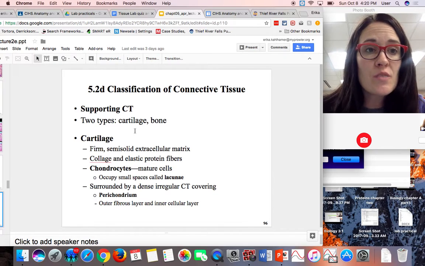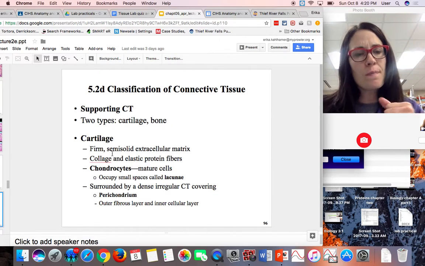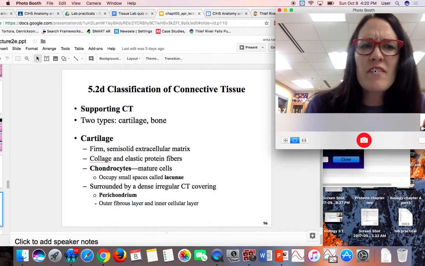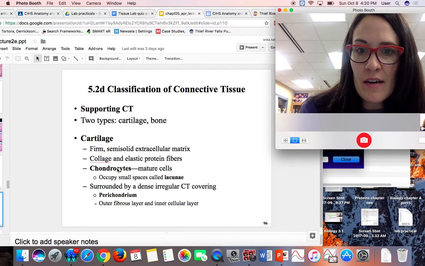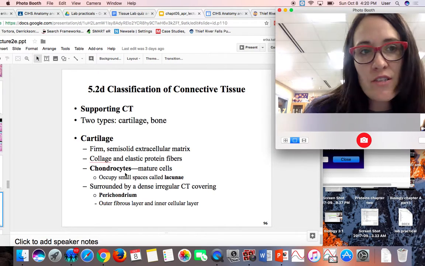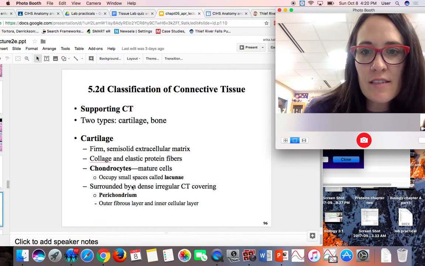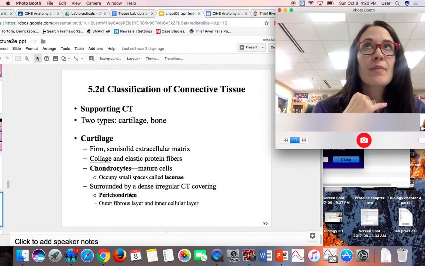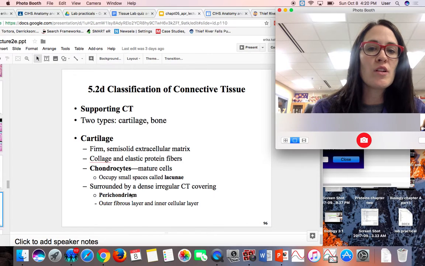Okay, so next, supporting connective tissue. We have cartilage and then we have bone. Cartilage is firm. The matrix is semi-solid. I like to think of that as like a jello. The collagen and elastic protein fibers. The chondrocytes, these are actually cartilage cells. They're called chondrocytes. And they're going to live in this little small burrow that's called a lacuna.